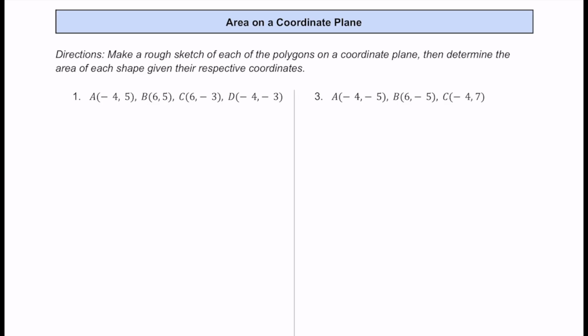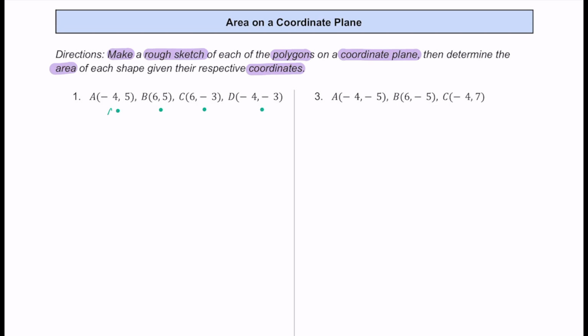Let's practice calculating the area of rectangles and triangles given their ordered pairs together. For each of these practice problems, let's go ahead and make a rough sketch of each of these polygons on a coordinate plane, and then we're going to determine the area of each of these shapes with their coordinates that we have. And here are 4 dots that we can use for plotting the points.